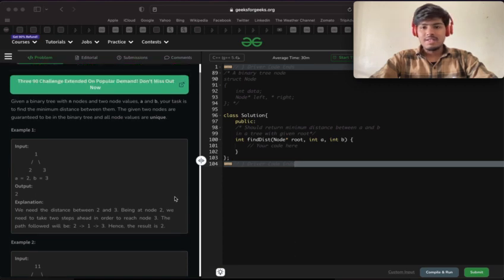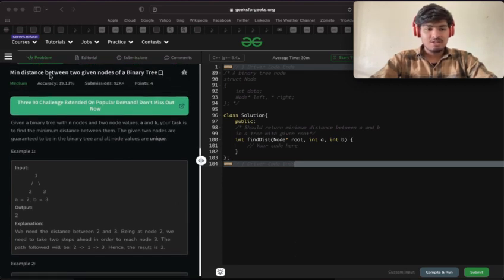So hello everyone. Here is the new problem of the day, which is named minimum distance between two given nodes of a binary tree. GFG problem, GFG problem of the day. So let's read the problem statement.